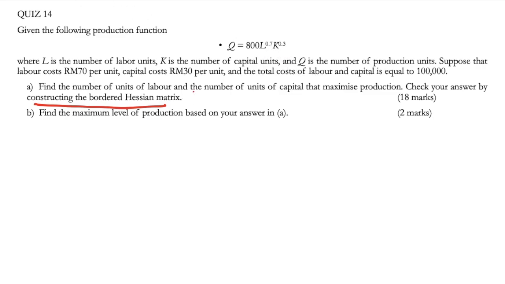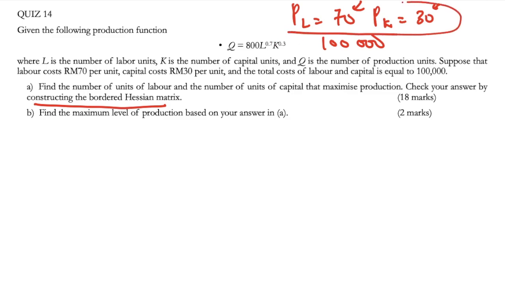But in order to produce, you also need to buy labor and capital. So there's a constraint there, and the constraint here is in terms of cost of production. It says that the price of labor is 70, the price of capital is 30, and the budget you have is only 100,000 ringgit. All of these are in terms of price. So that means however many labor and capital units you buy and use in the production process, the total cost must be equal to 100,000, cannot be more than that. So this is the constraint.